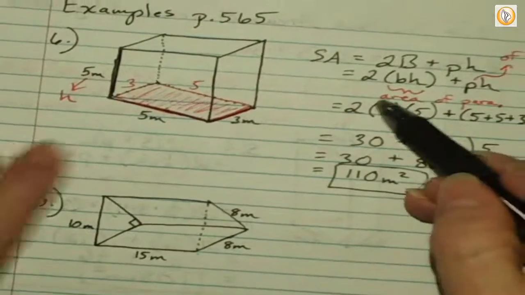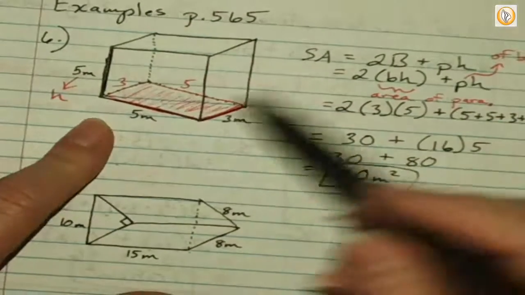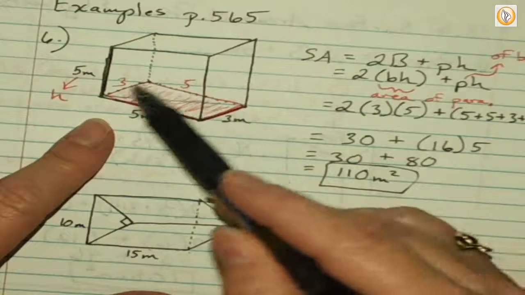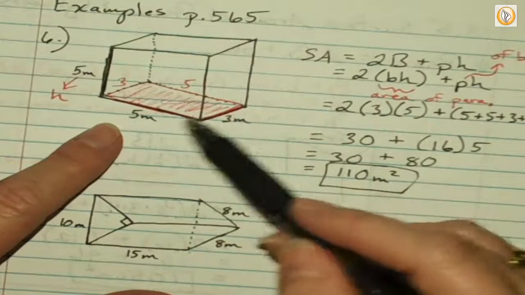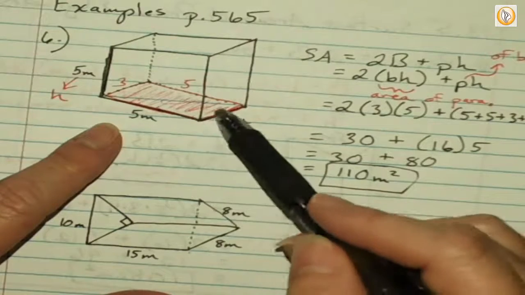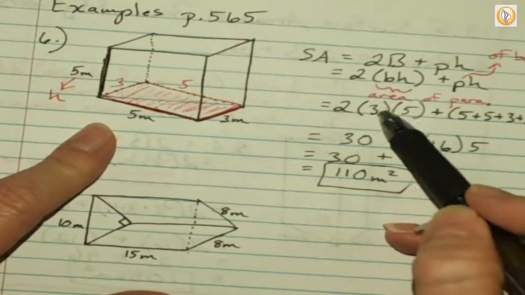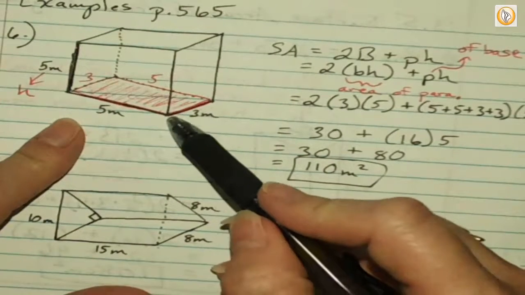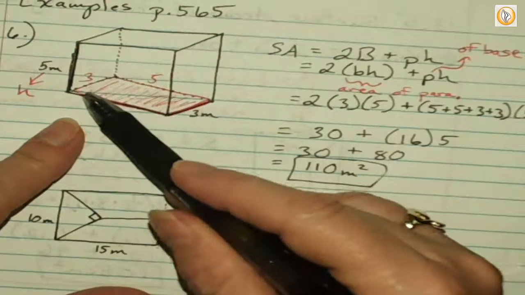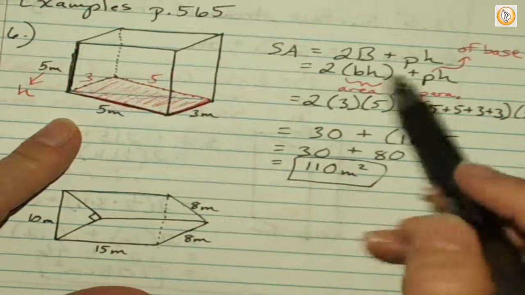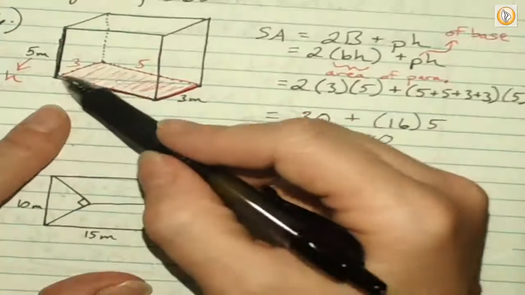Okay, so this shape is different than the other two. It's more of like a rectangular figure. So you do base times height, these two sides, which we did. Perimeter, you have to know what all the sides are. And we did that. Height of the whole thing.